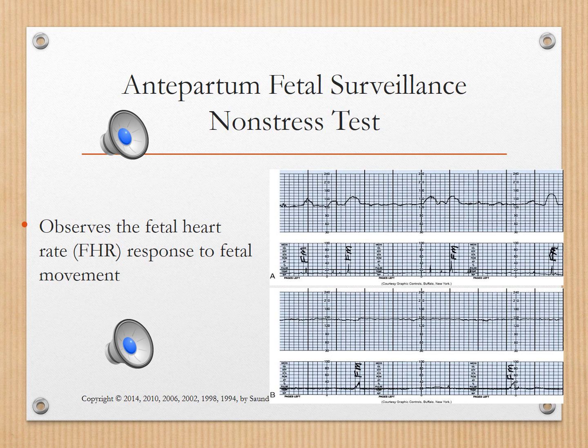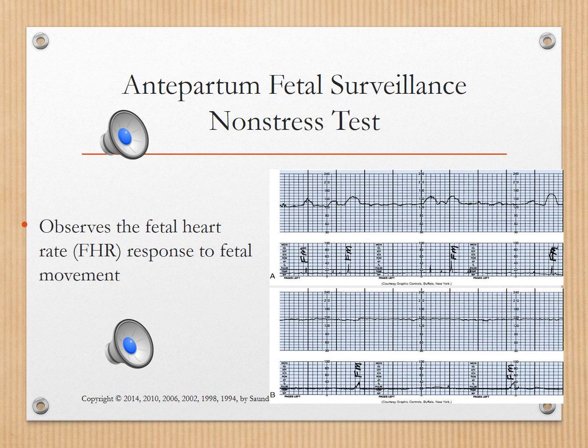In each strip, a baseline or resting heart rate of each fetus can be determined. In strip A, it is about 125 to 130. In strip B, the baseline is about 145. In strip A, we see several episodes of accelerations of the heart rate in response to fetal movement, with rises in the beats per minute to 140 and 160.